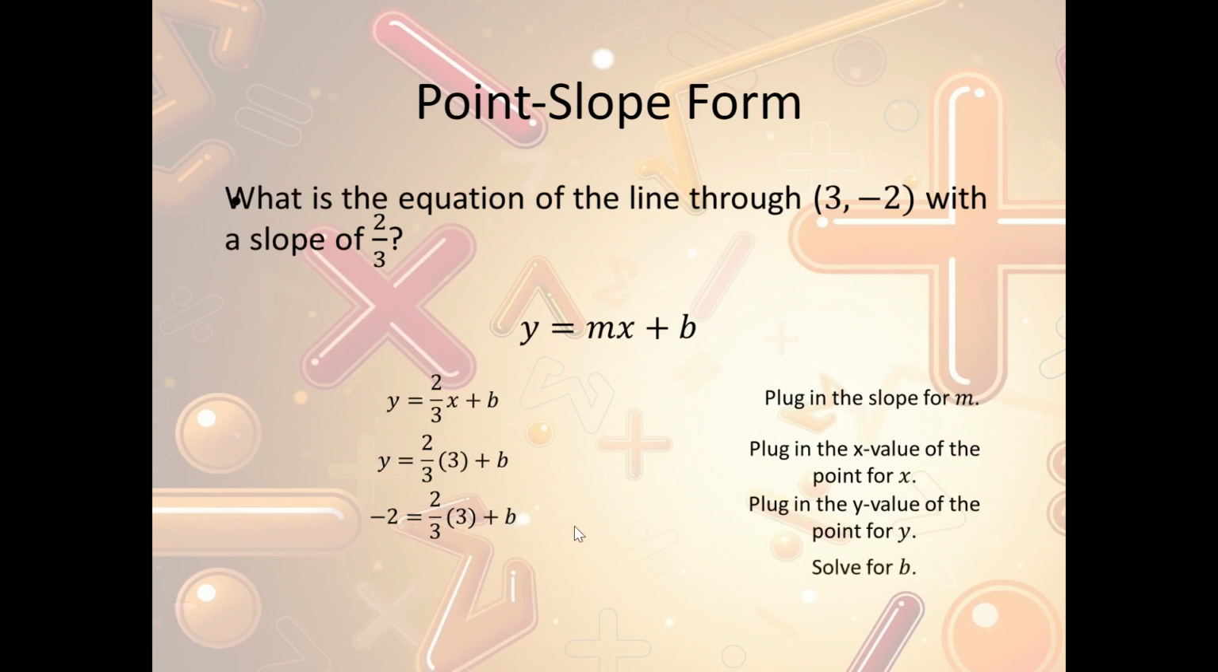Now we can solve for b. We get 2/3 times 3, which when we multiply this out, we get 6/3, which is the same thing as 2. So we got -2 is equal to 2 plus b. Now we just solve by subtracting 2 from both sides. And we're left with b is equal to -2 minus 2, which is -4. So b is -4. That is the y-intercept. Now we can put that into the equation. So we have y equals 2/3 x, because that was our slope, and b is -4, so that's our equation.